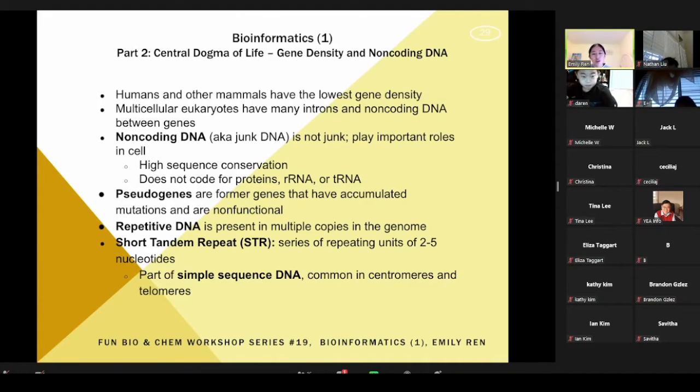And pseudogenes are former genes that have accumulated mutations and are now non-functional. And repetitive DNA is present in multiple copies in the genome. And STRs, or short tandem repeats, are a series of repeating units of 2 to 5 nucleotides. And STRs are part of the simple sequence DNA, which is common in centromeres and telomeres.